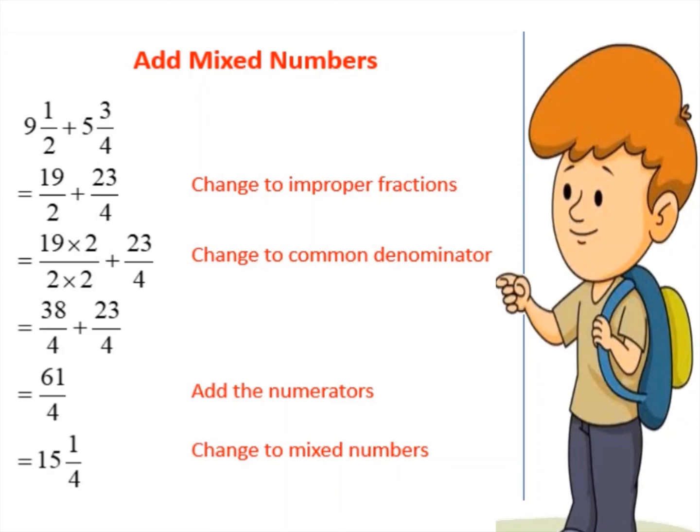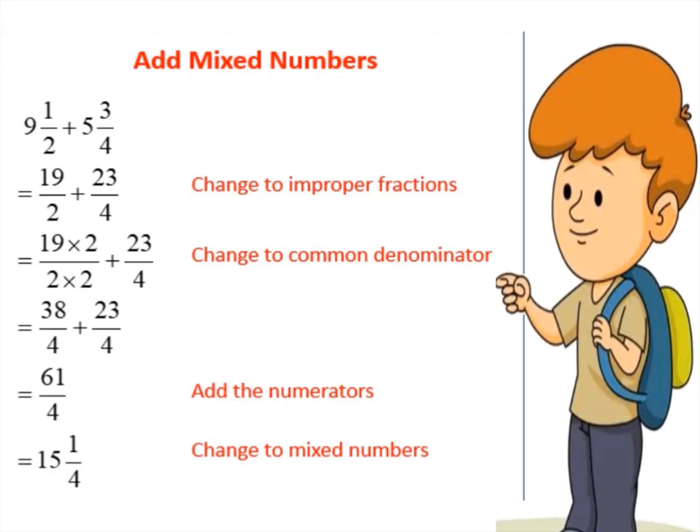Now this is an unlike fraction. 2 and 4 denominators are not the same. So we shall change to a common denominator. The common denominator will be 4. So we shall turn the fractions into equivalent fractions. For 19 upon 2, the equivalent fraction will be 38 upon 4 plus, the fraction 23 upon 4 will remain the same because the denominator is multiplied by 1.